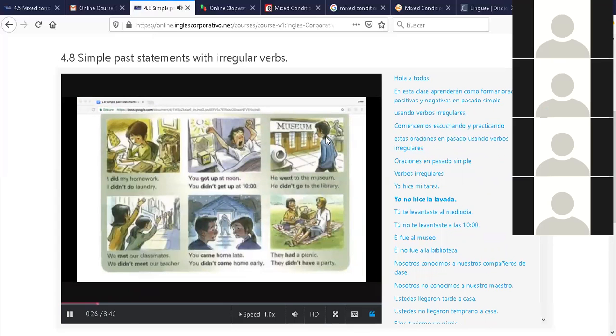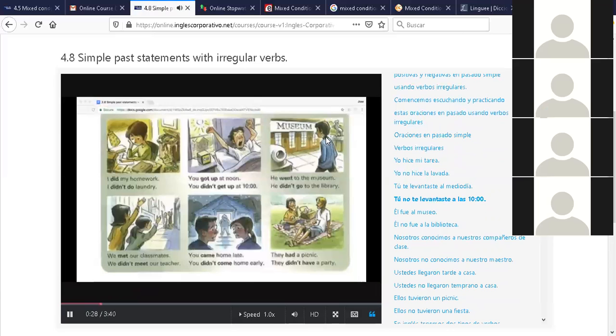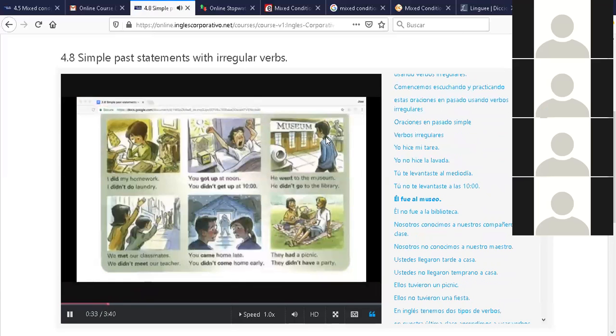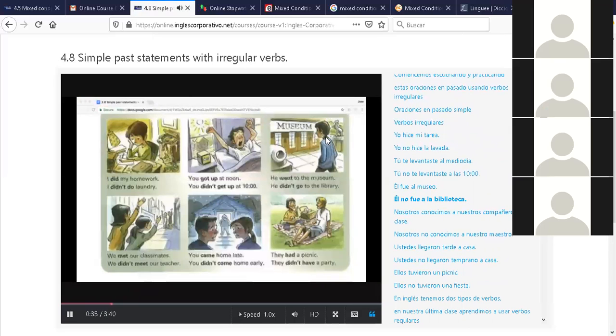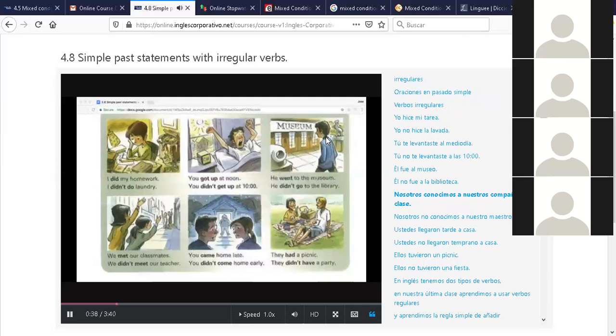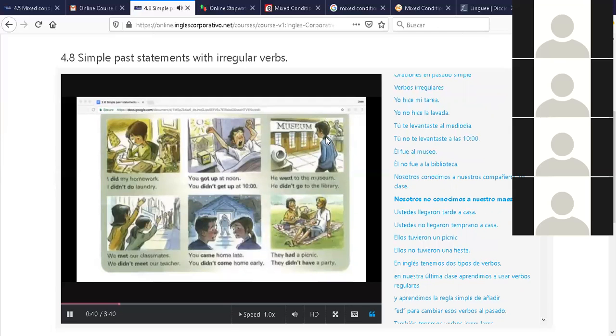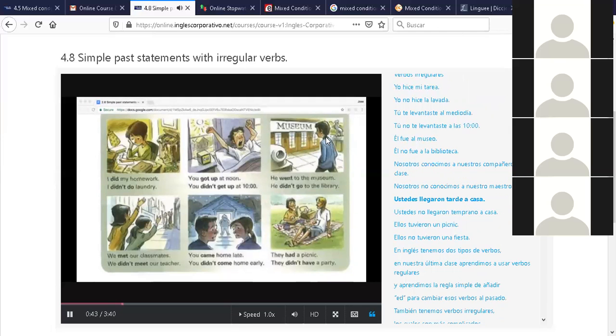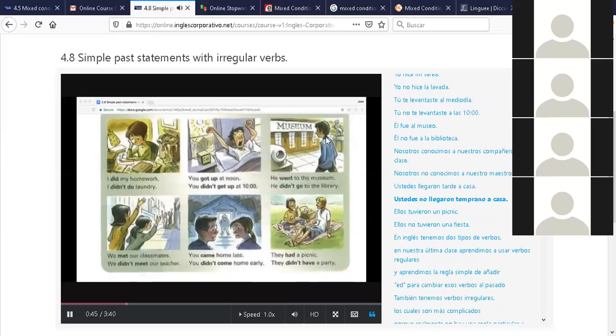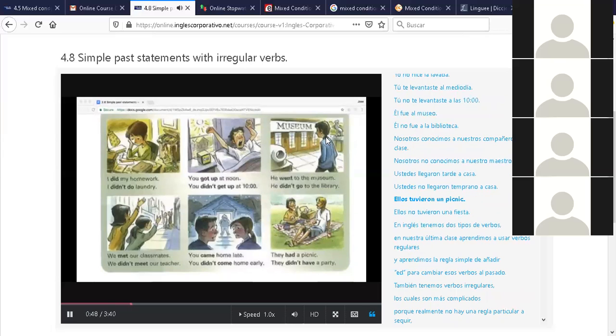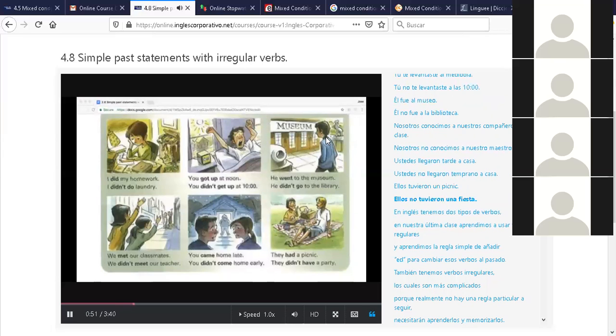You got up at noon. You didn't get up at 10 o'clock. He went to the museum. He didn't go to the library. We met our classmates. We didn't meet our teacher. You came home late. You didn't come home early. They had a picnic. They didn't have a party.